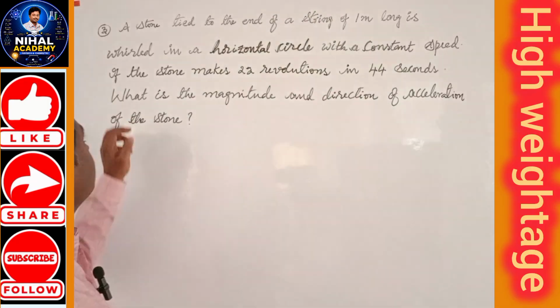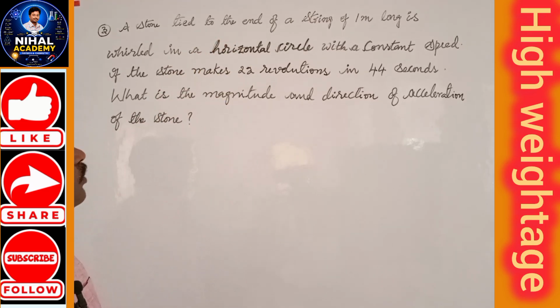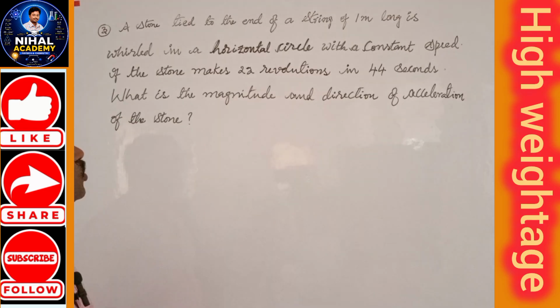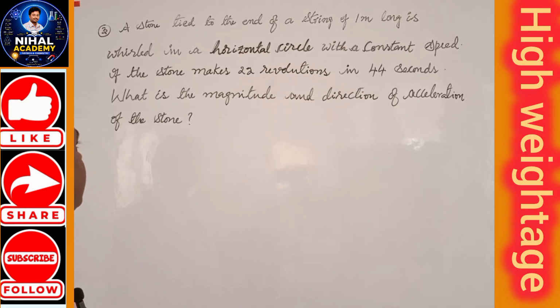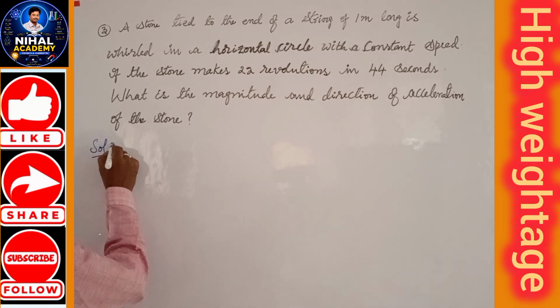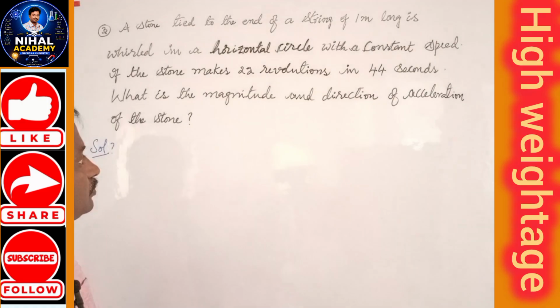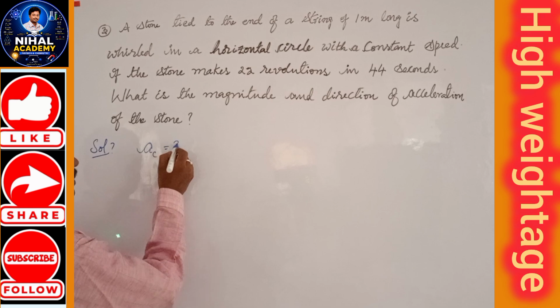See the next question. A stone tied to the end of a string of 1 meter long is whirled in a horizontal circle with a constant speed. If the stone makes 22 revolutions in 44 seconds, what is the magnitude and direction of the acceleration of the stone? So we have to calculate the acceleration of the stone, AC.